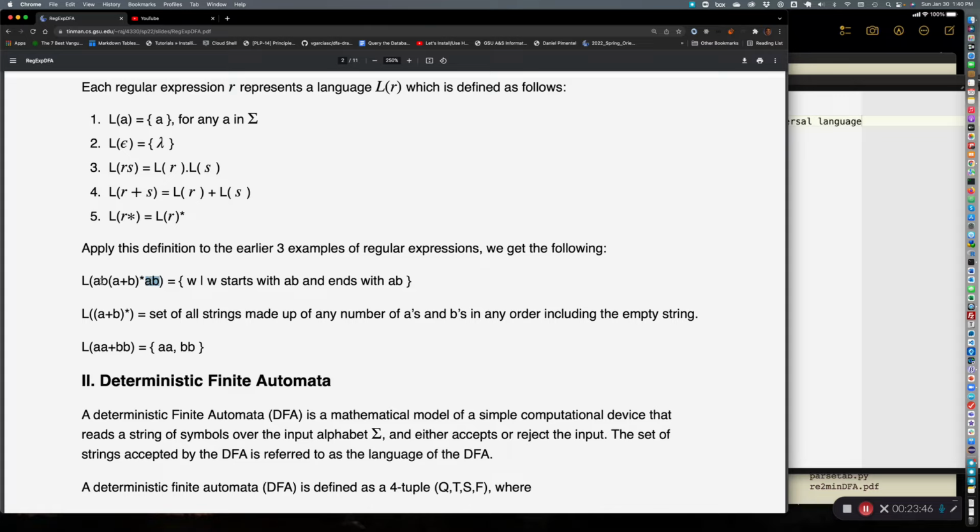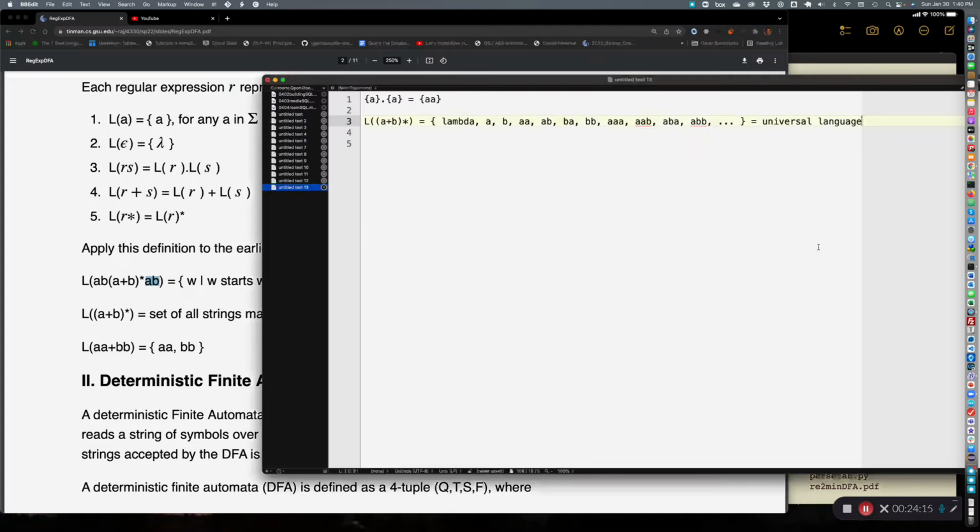So this language, AB(A+B)*AB, is the set of words W, or strings W, such that W starts with AB and ends with AB. That's all; that's an English description of that language. Now, obviously, this is an infinite language because you have (A+B)*. Anytime you have the star, you get an infinite language. So you can write many examples of words. For example, I can write a few words here. AB AB, that's the smallest one you can create, where you don't have anything in between the AB and the AB.